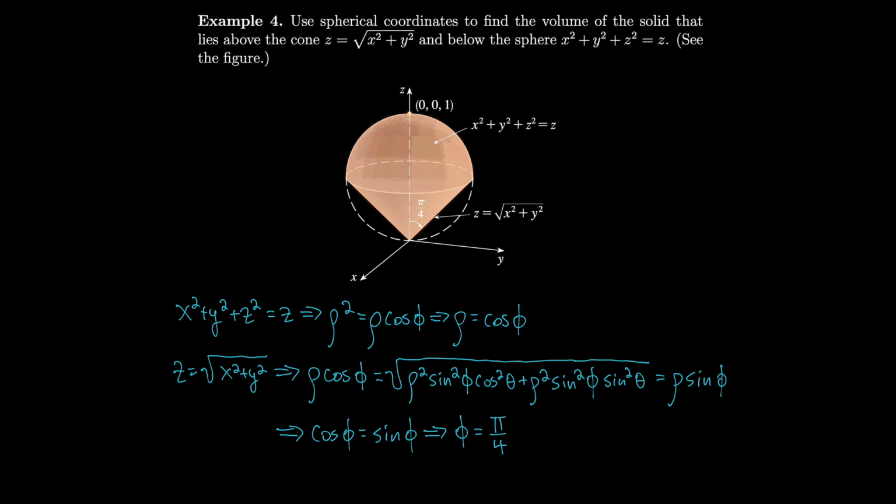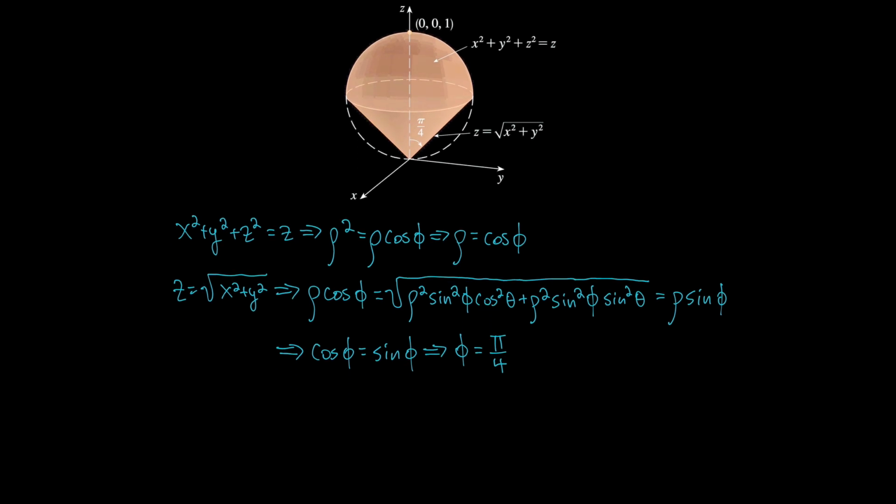So what this means is that we trace out our sphere until we get to pi over 4 in the picture, and then we stop. Because if we were to keep going past pi over 4, we would keep tracing out the sphere, and we don't want to do that. We only want to trace out the sphere up until we get to the cone. So that means that's all we're going to integrate until.